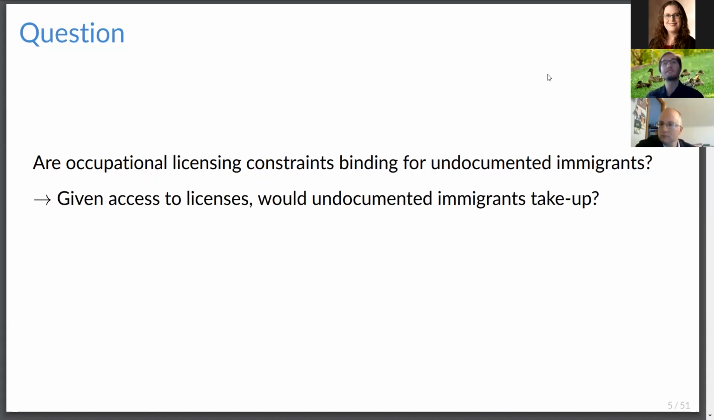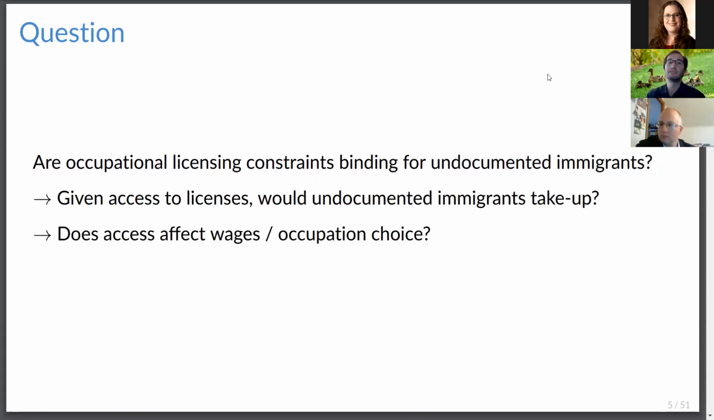So I break this question down into two steps. First, given access to licenses, would undocumented immigrants obtain them? This is my first stage. The second stage is then, does this lead to some effect on wages or occupation choice?